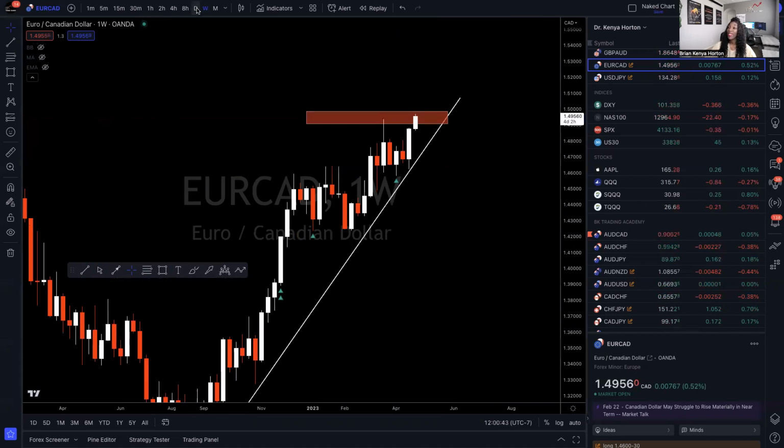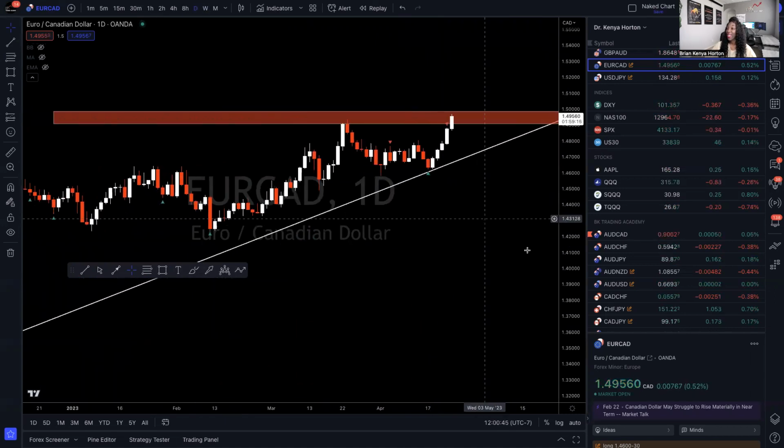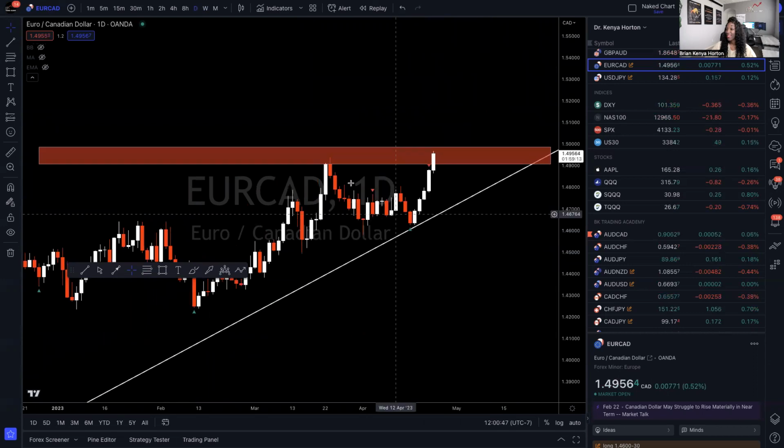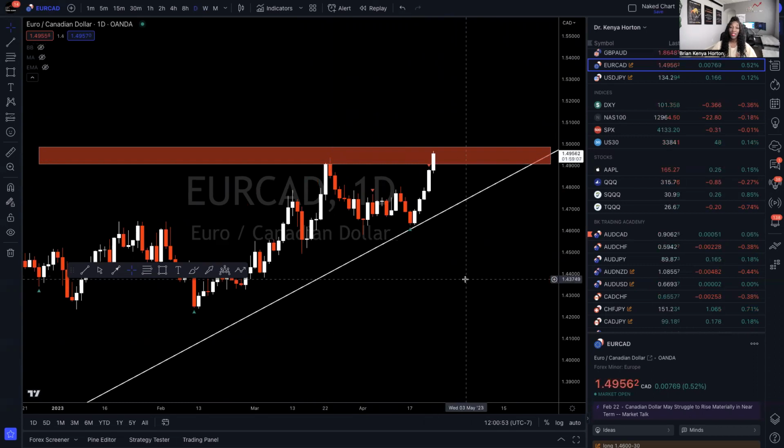So if I go to the daily time frame, you can see on the daily how price is surpassing that area now. Here was our previous wick rejective resistance area. The market has pushed up quite a bit. And I do believe that it's going to start coming down. But for this reason, it would be really risky to short against the overall bullish trend.